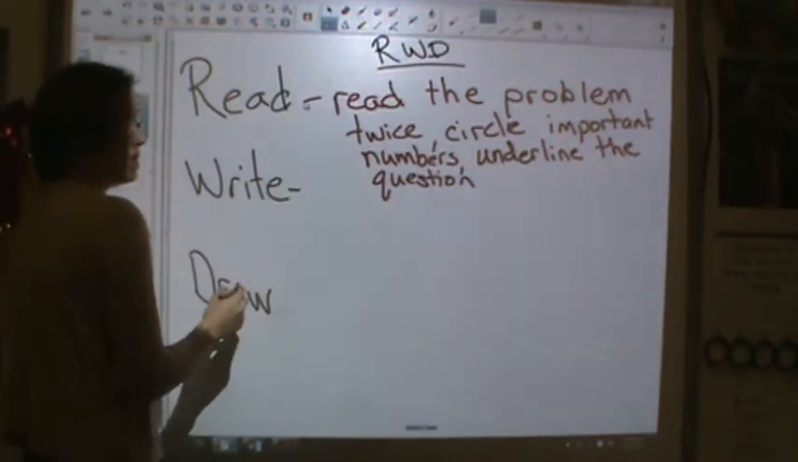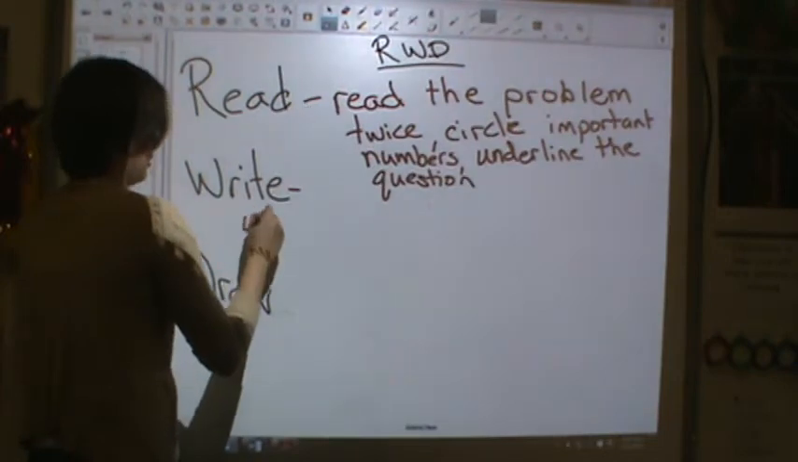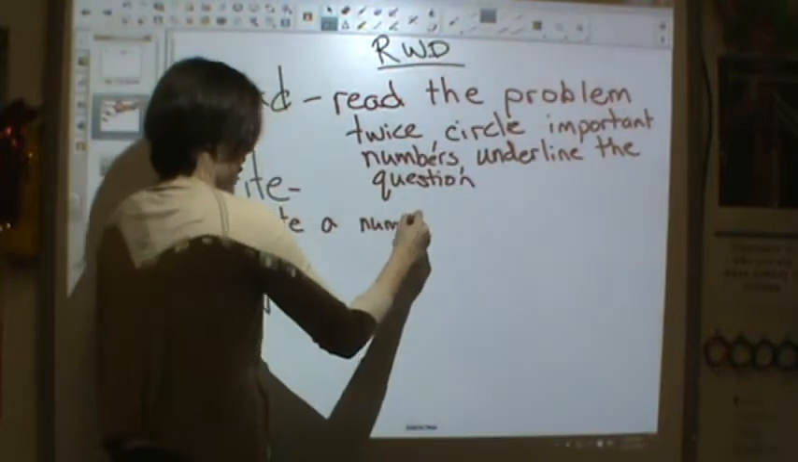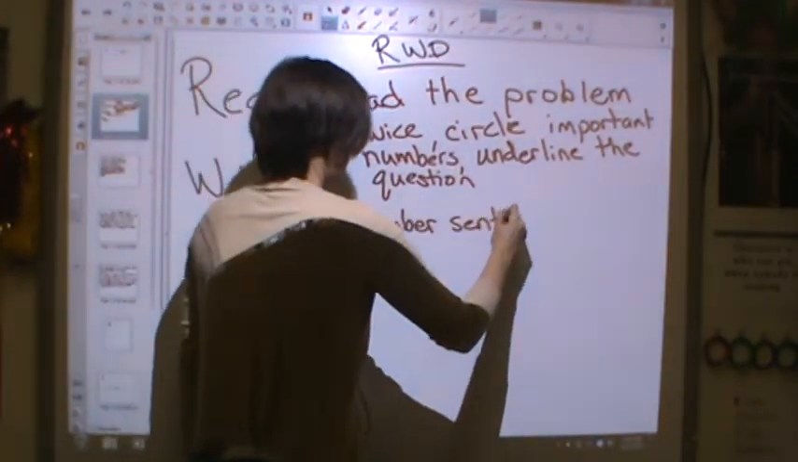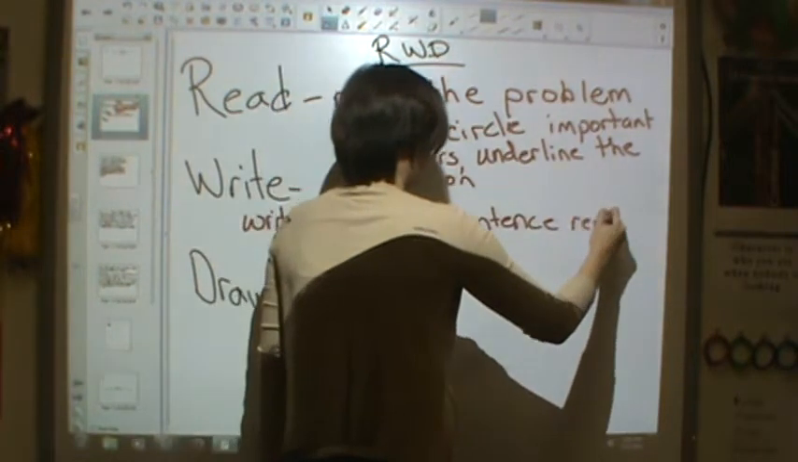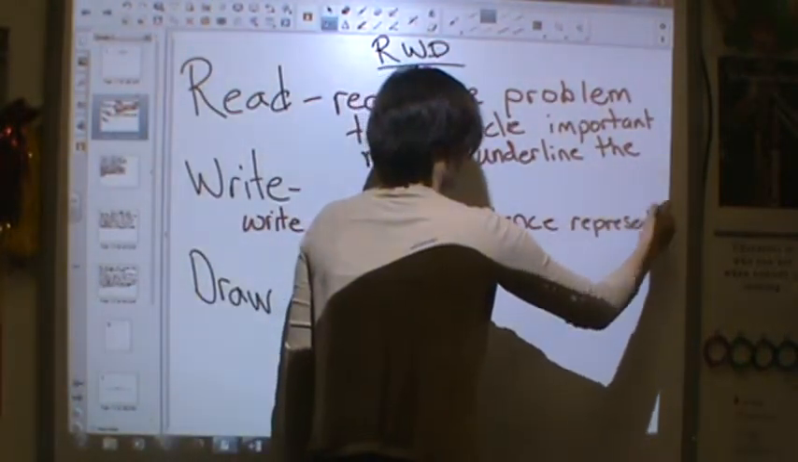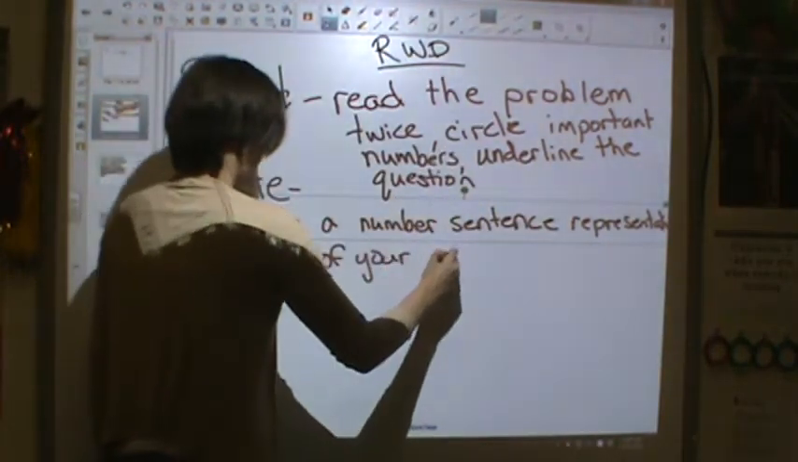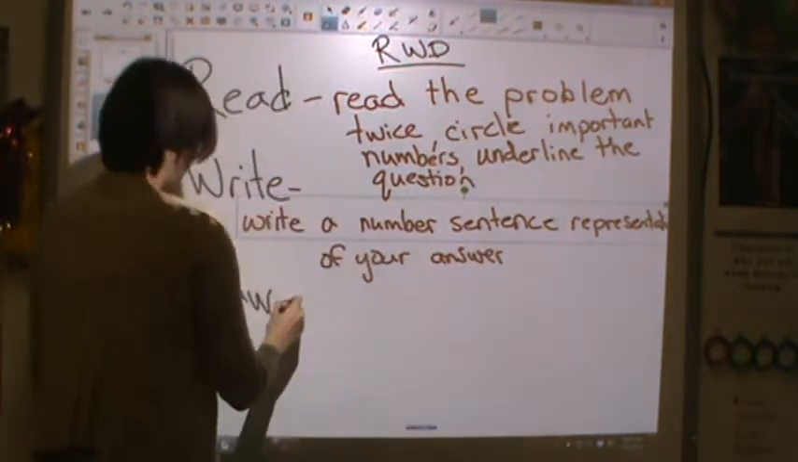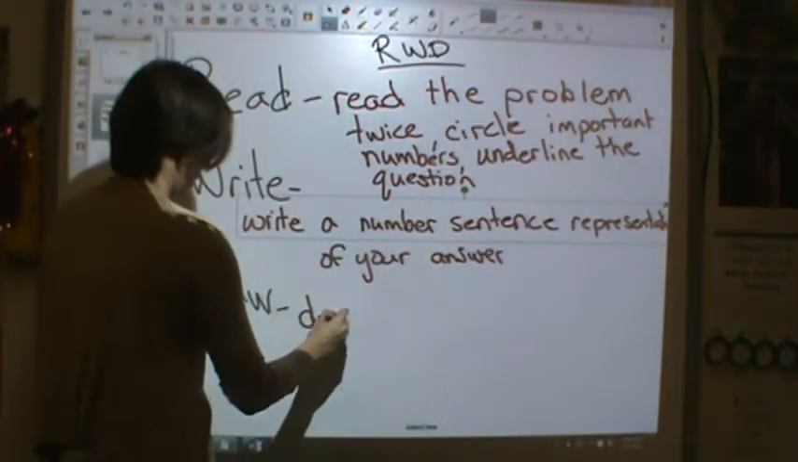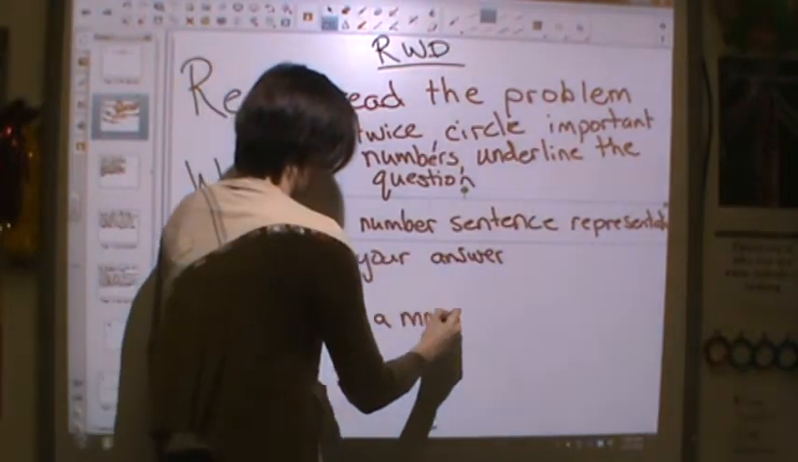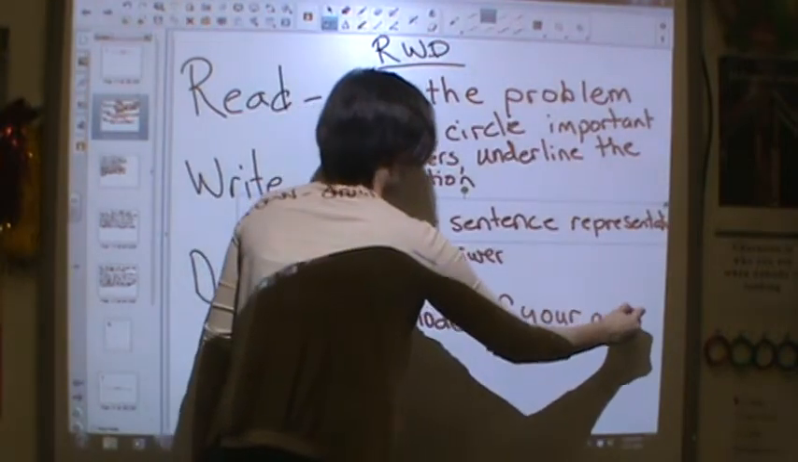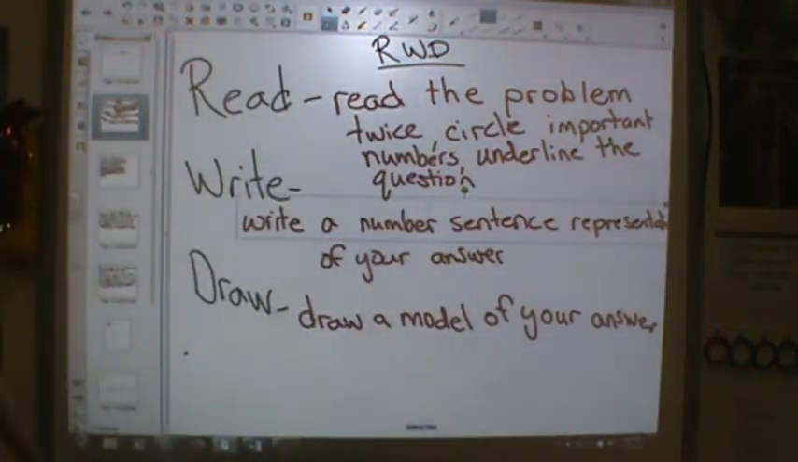For the write, you are going to write a number sentence representation of your answer. And last for draw, you're going to draw a picture or a model of your answer. If you need to pause the video to get that all down, go ahead and do that now.